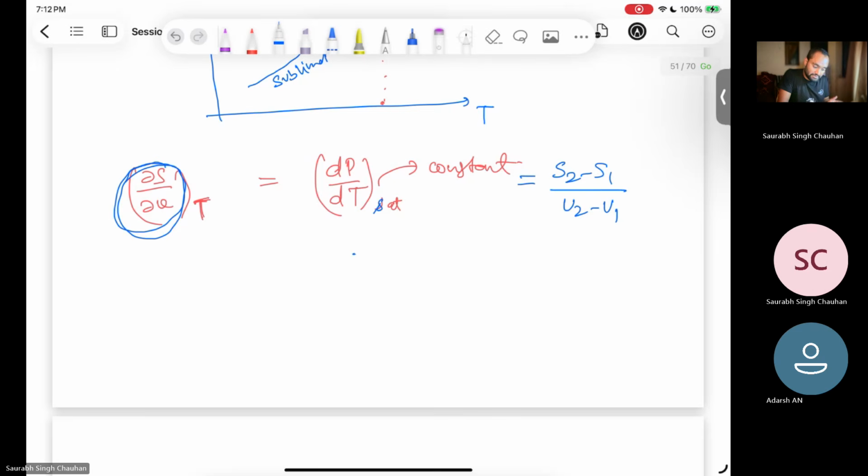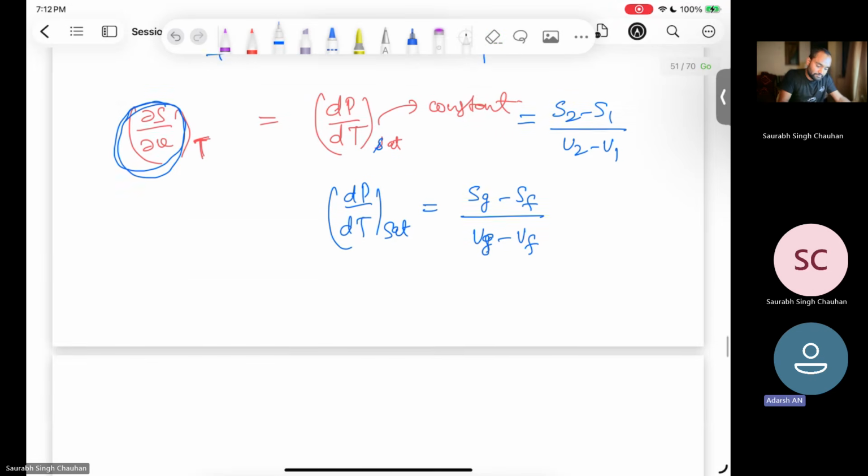Because it is constant, this dP by dt at saturation, for simplicity, we are writing Sg minus Sf divided by Vg minus Vf.